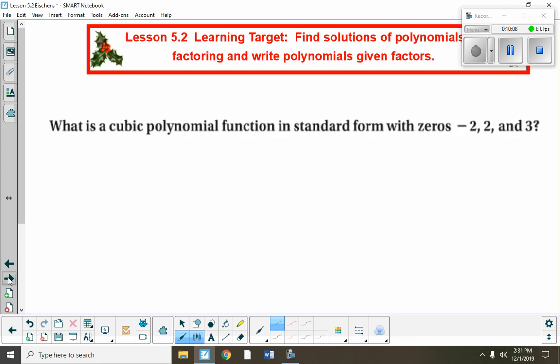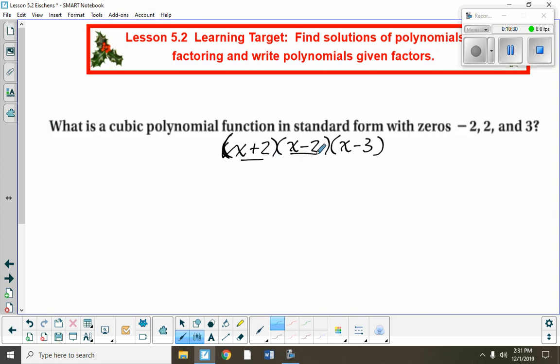What is a cubic polynomial function in standard form with zeros negative 2, 2, and 3? So if the zeros are minus 2, 2, and 3, the factors have to be x plus 2, x minus 2, and x minus 3. And so to write the polynomial function, we just have to multiply these together.